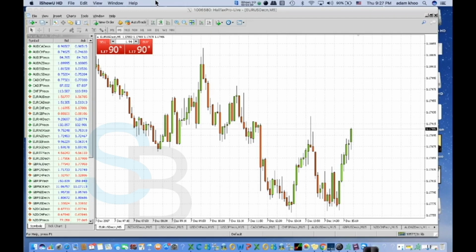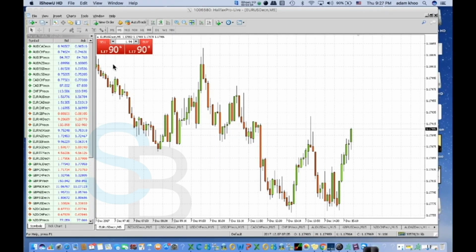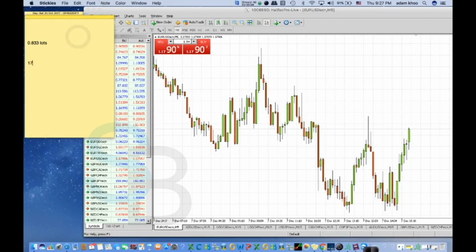Alright, so it's exactly 9:27 p.m. As you can see, I'm going to place my order. The current market price is 1790. So my buy order will be 12 pips above that. Actually, it's more like 1791. Okay, it's almost there. So 1791 plus 12, my buy order will be at 1803.